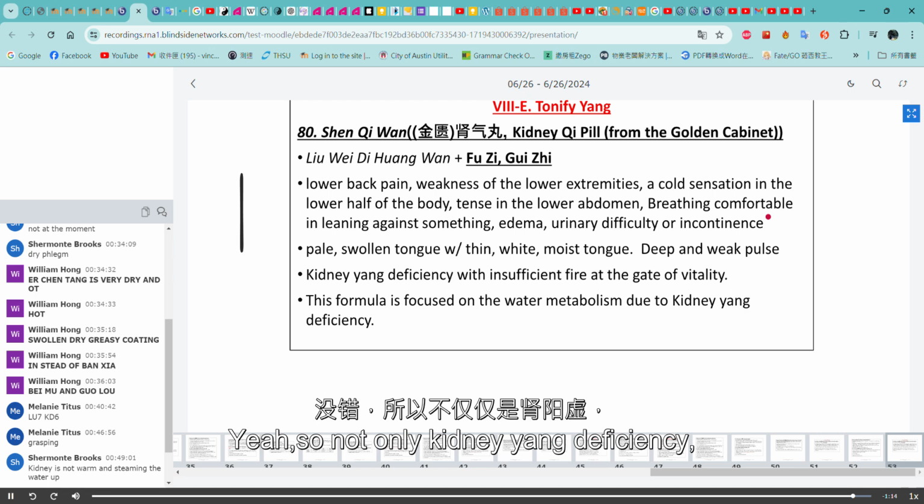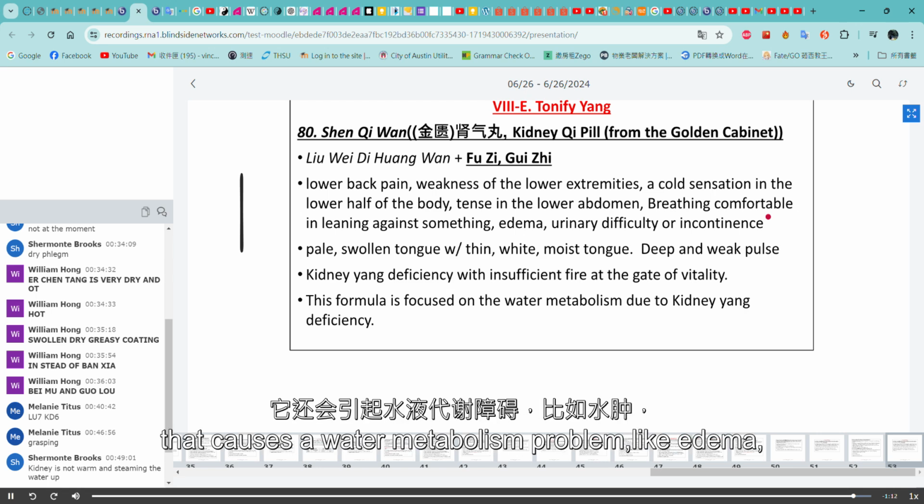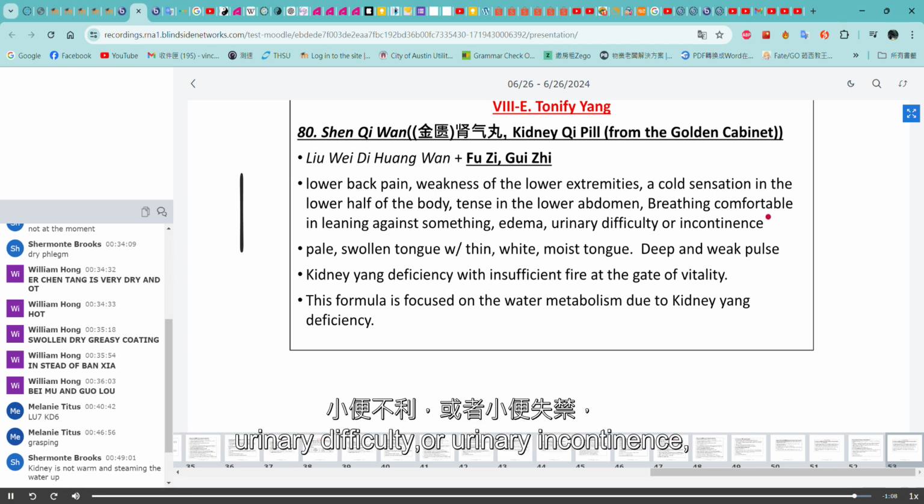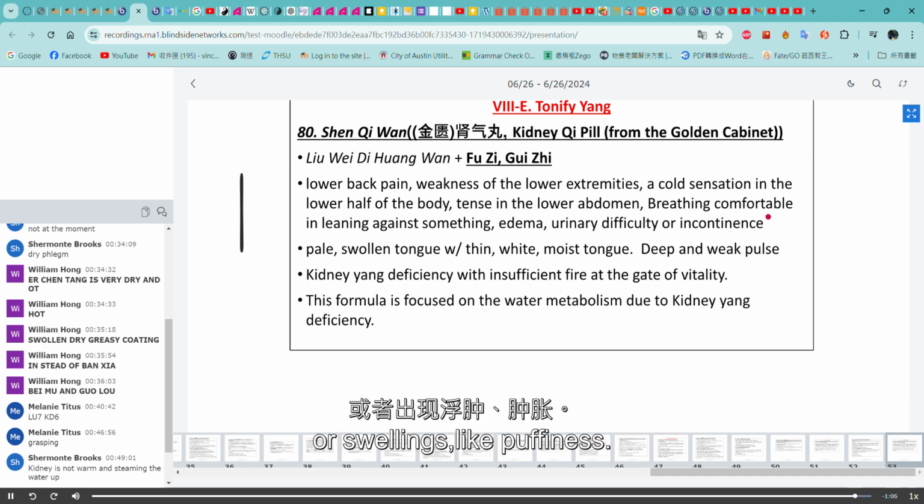So this formula is focused on water metabolism due to kidney yang deficiency. Not only kidney yang deficiency that causes a water metabolism problem like edema, urinary difficulty, urinary incontinence, or swelling and puffiness, a typical yang deficiency, you use Shen Qi Wan. Okay, any questions?